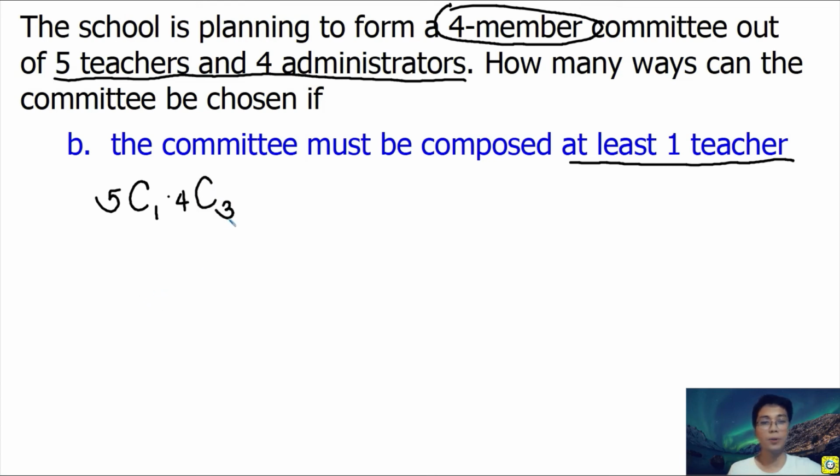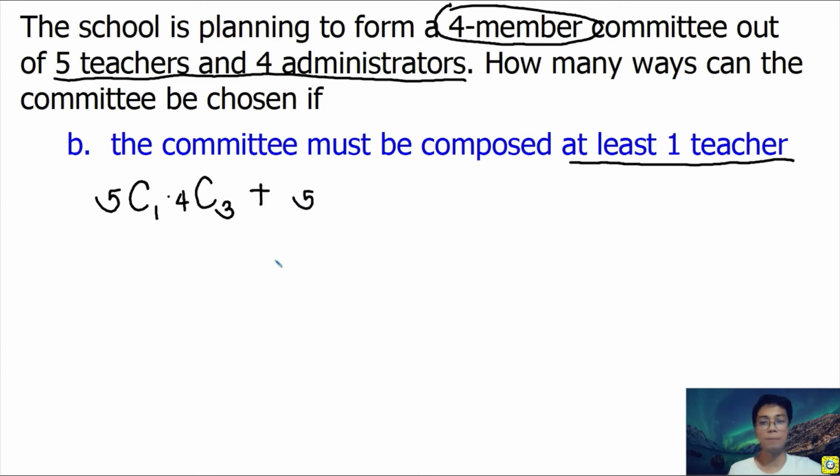Okay, so saan po nakuha yung 3? Kasi di ba 4-member yung committee. So kung meron ka ng isang teacher dito, ang kailangan mo na lang para maging 4-member, 3. Kaya ang magiging solution natin ay 5 chosen 1 times 4 chosen 3. Ito po yung exactly 1 teacher tsaka may 3 administrators. At least, so ibig sabihin, madadagdagan pa to. Pwede pa natin tong dagdagan. So magpa-plus ka pa po.